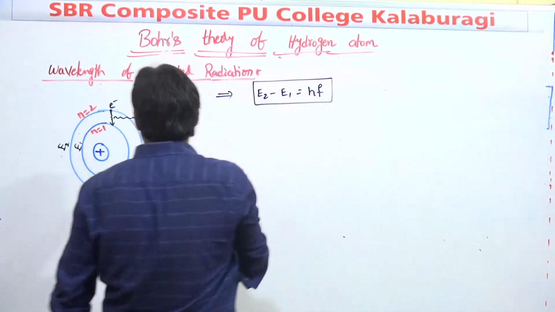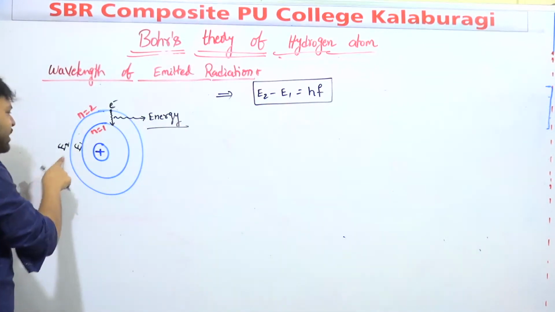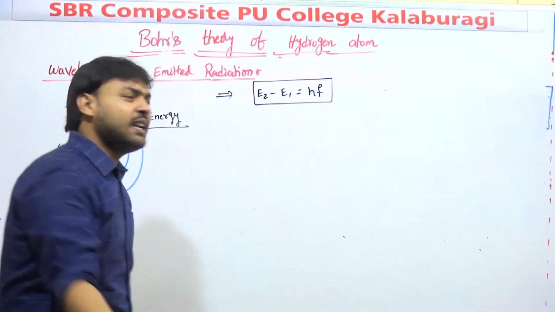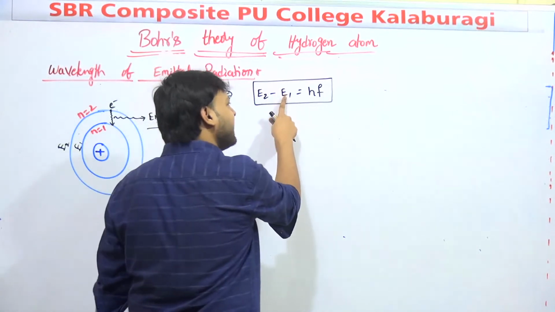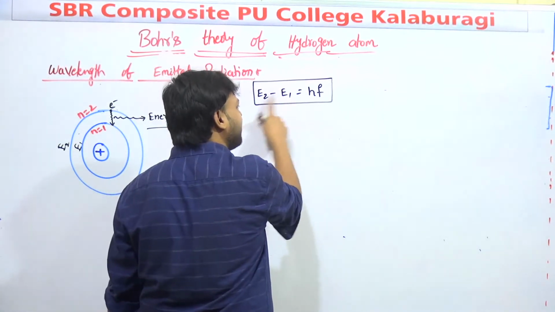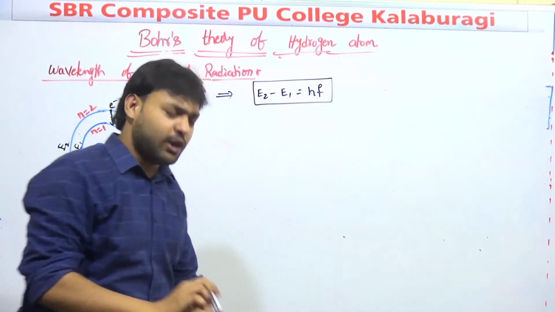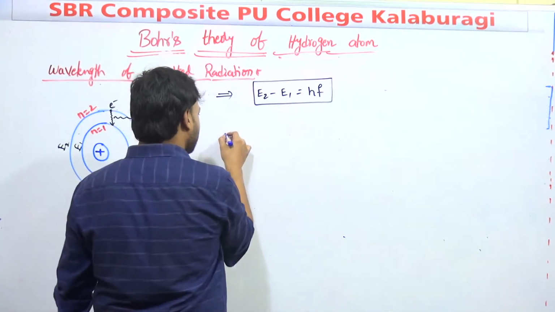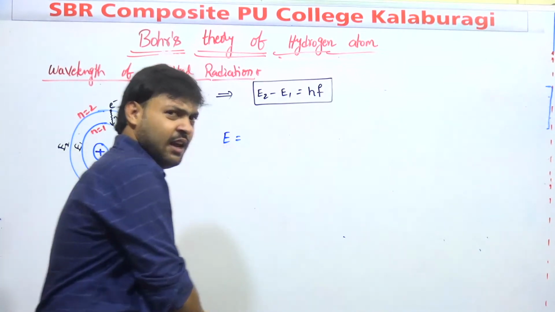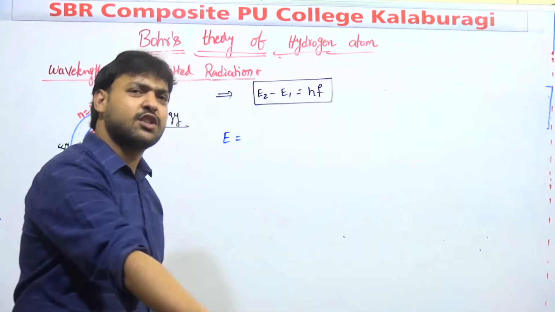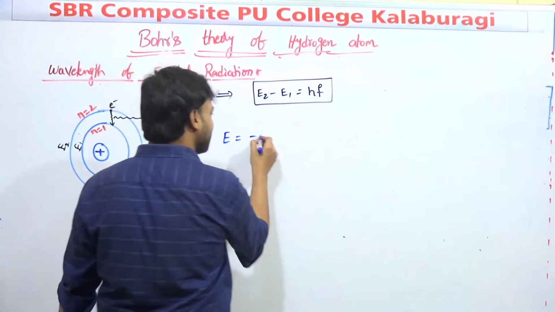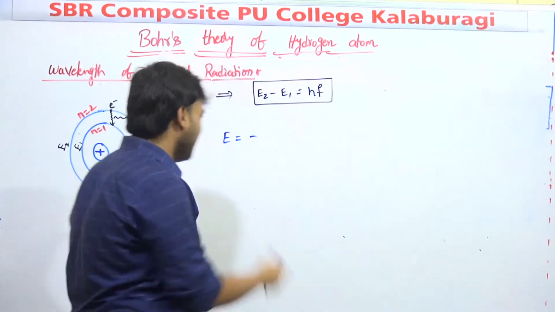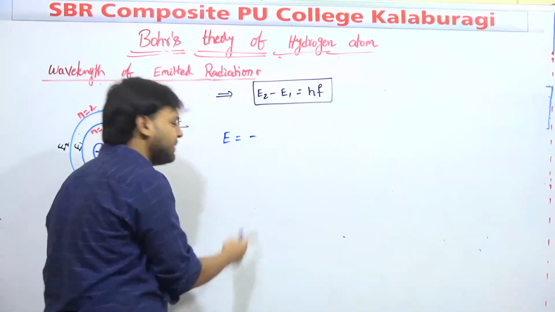What is this E? Total energy, or the kinetic energy, or potential energy of the orbit? That is the total energy of that orbit and the total energy of the first orbit. The difference between these two is equal to hf. Already we know the total energy. So tell me, what is the total energy formula? Just now we have seen, total energy is equal to minus times the kinetic energy. We will discuss total energy a little more.